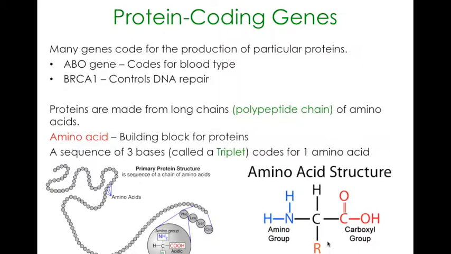Now, each amino acid is coded by a triplet, three base pairs, yeah? In other words, remember, a base is the A, T, C, and G. So if you have three of those letters stuck together, that codes for one amino acid. So AAA could code for one, ATG could code for another, GAC could code for another type of amino acid, and so forth. So you can see that's the main structure that you've got there.